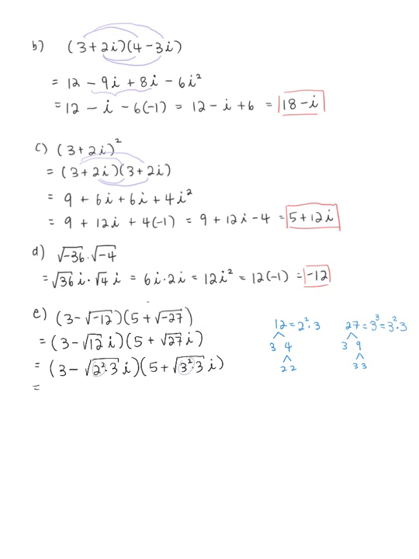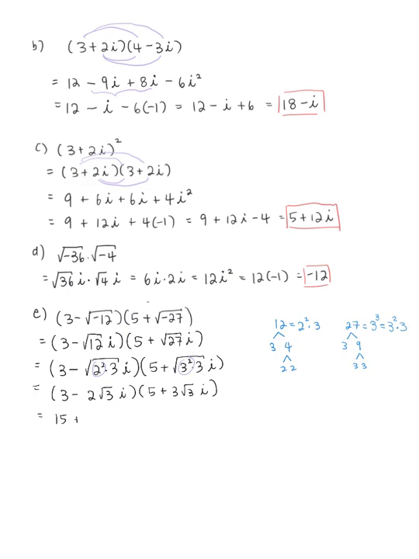Now, this becomes 3 minus 2 square root of 3i, parentheses closed, and then parentheses 5 plus 3 square root of 3, and then i. Now from here, we FOIL. We got this. So first term is going to be 15. And next term is going to be, let me see, 3 times 3 root 3i.